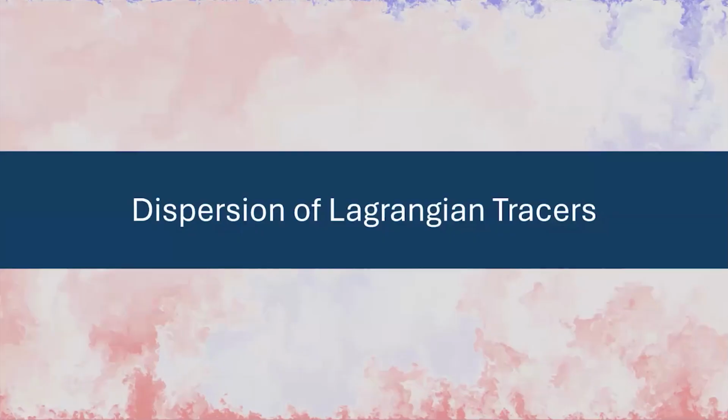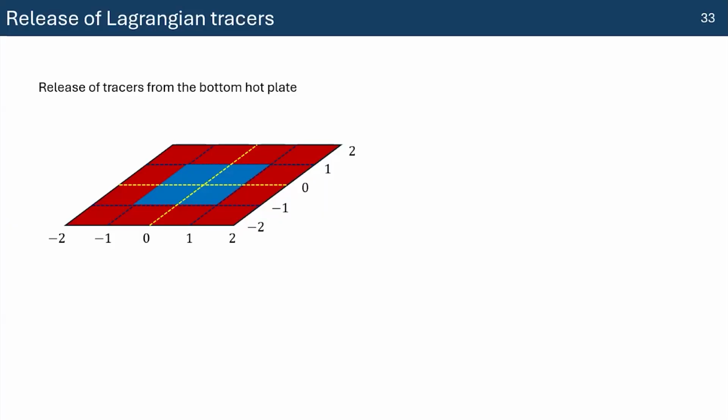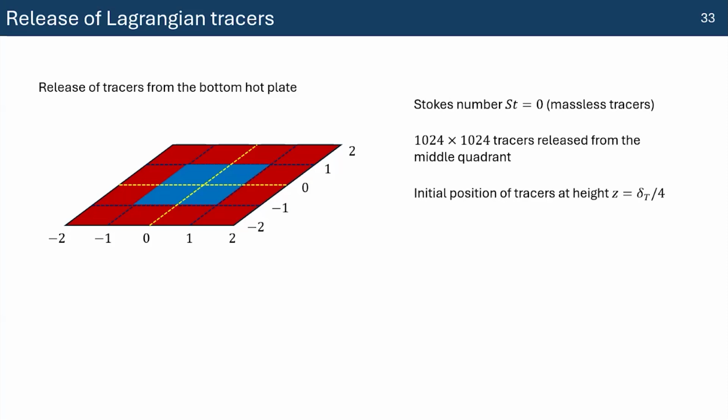So the final section of my talk is on Lagrangian tracers. What we do here is take a small section, two cross two. The domain spans from -2 to +2 for the gamma 4 case. We take the middle quadrant and release more than 1 million massless tracers of Stokes number 0, at a height of z equals delta t by 4, so that all the particles are initially well within the boundary layer.